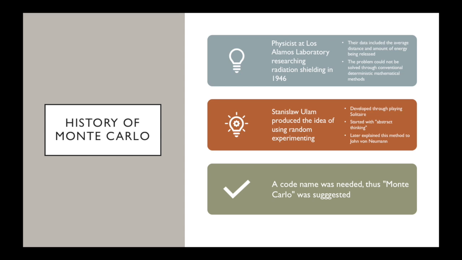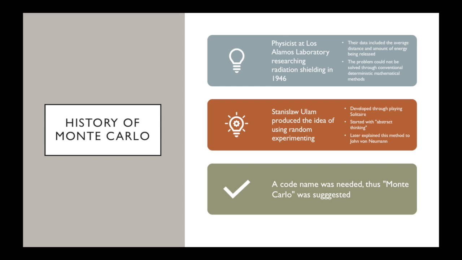The way he came up with this was that he was ill for a period of time, and he was playing solitaire a lot, and he wanted to come up with some way of predicting a successful play. He started out using abstract thinking, coming up with some type of algorithm to predict exactly when that play would happen. But he quickly figured out this wasn't the best route to go because there were so many different ways or combinations of the cards to be laid out.